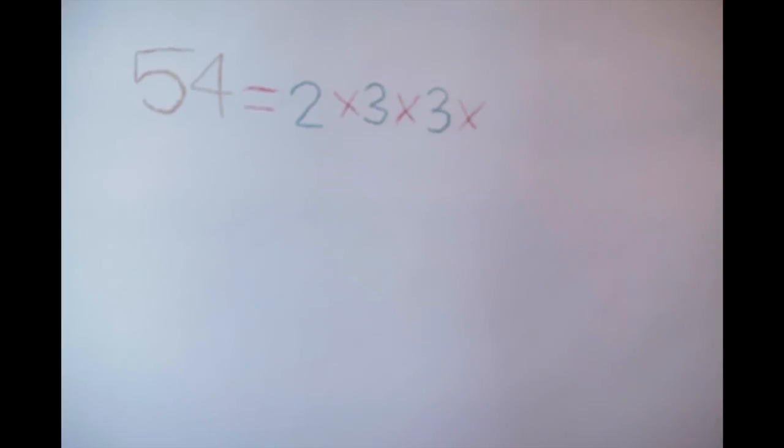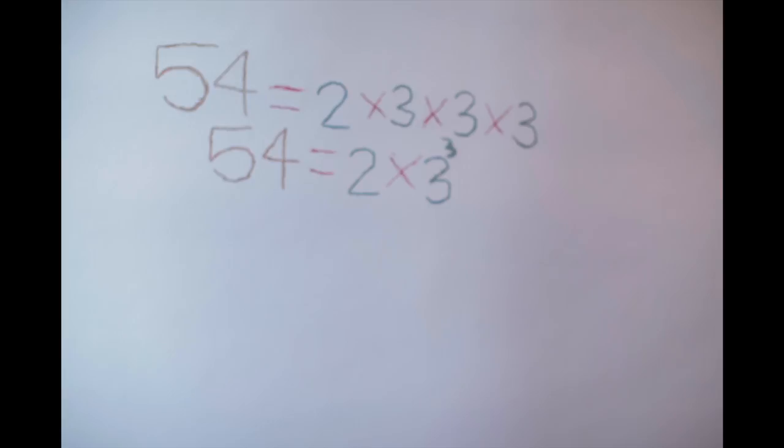3 times 3 times 3 can be expressed as an exponent, which is a little number attached to a number that tells you how many times a number is multiplied by itself. So 3 times 3 times 3 equals 3 to the third power. So 54 equals 2 times 3 to the third power.